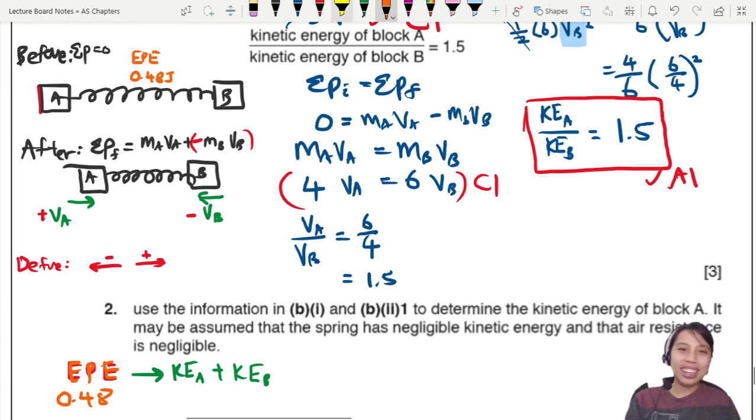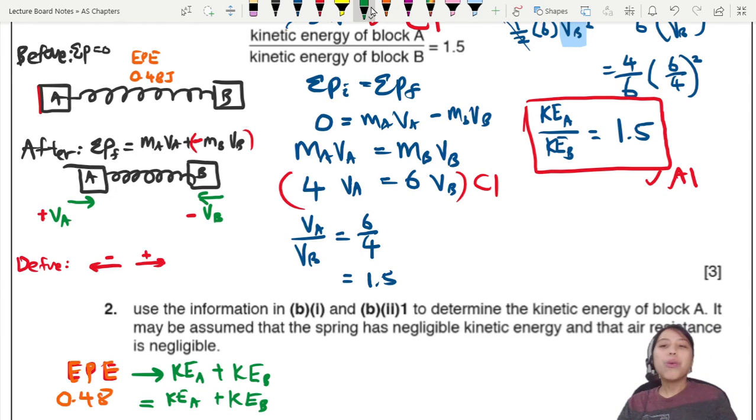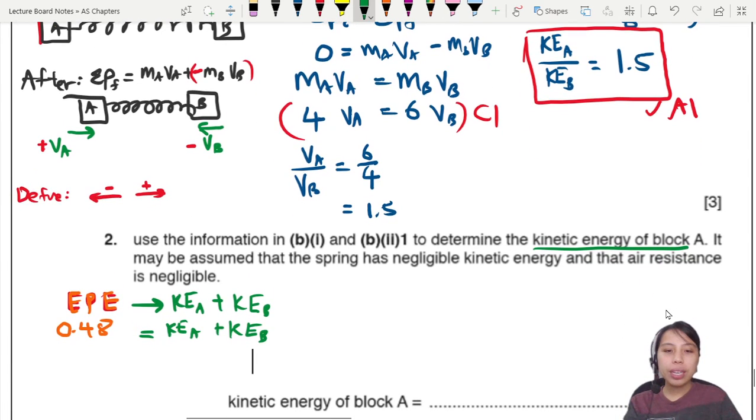0.48 equals to KE of A plus KE of B. Now what? Now we probably have to use this ratio. We want to find KE of A. Yes, we want to find KE of A. So we need to get rid of KE of B. You know what? I think I'm going to do this. I'm going to write in the same color now.